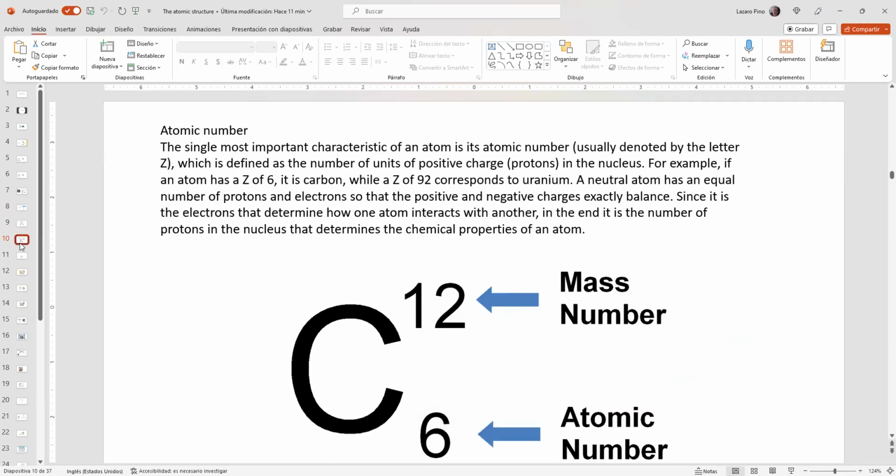For example, if you go to the periodic table, this is the symbol of the element. In this case, it is carbon, with a capital letter. You can see a big number that is the mass number, and a small number that is the atomic number. We are going to see what every one of these two numbers represents, because they are very, very important. So if you go to the periodic table, you can see the symbol of the element, a big number that is the mass number, and a small number that is the atomic number.